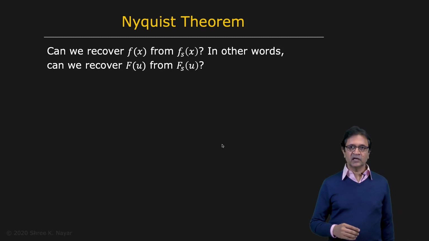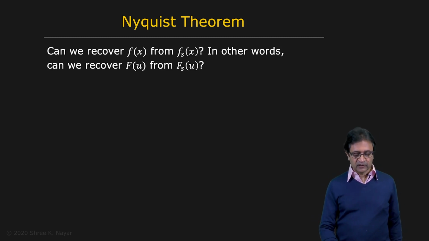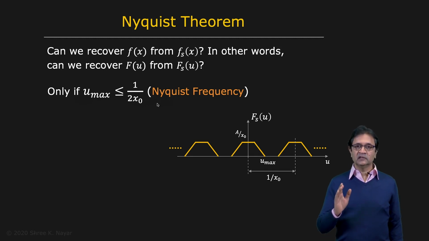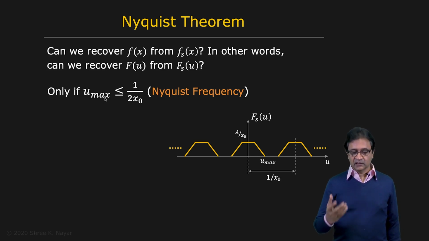So that brings us to Nyquist theorem. And Nyquist theorem tells us when we have aliasing and when not. And basically it says that if u max is less than or equal to 1 over 2 x0, which is the Nyquist frequency, then you're fine. The continuous signal is well sampled. If u max is greater, the continuous signal is undersampled.